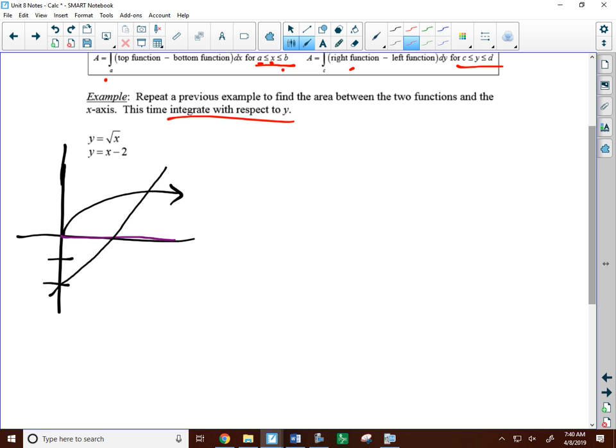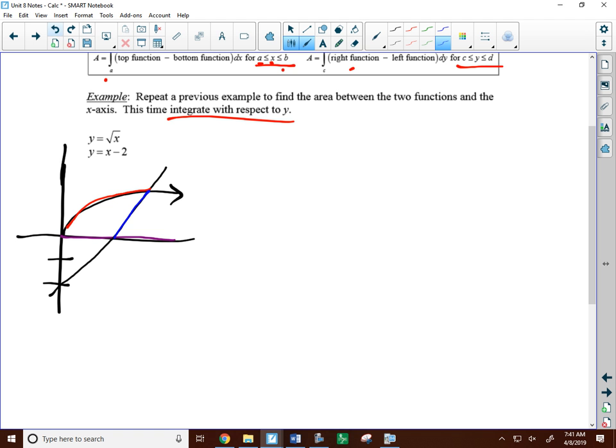And so it's bounded by the square root of x function, the x-axis, the purple there, and then x minus 2. That's the region in between there. So it was top minus bottom. We had to split it up because the bottom function was different.